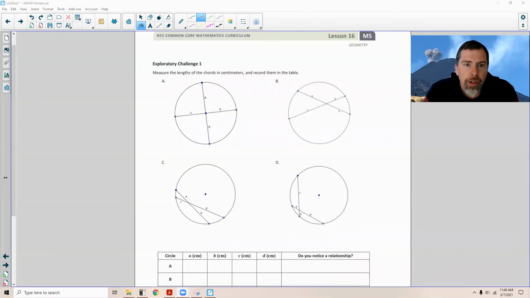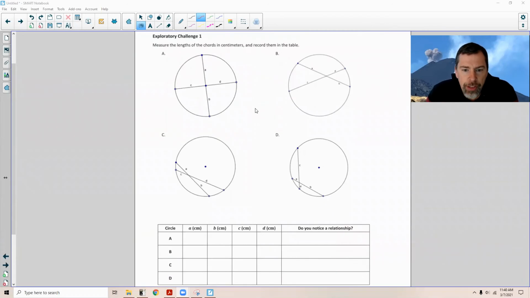Page 2 is also an exploratory challenge, so there's nothing new here. We are exploring something new, but we're going to come to a realization about something. So pause the video, see if you can fill this out, and then we'll check our values. It's saying measure the lengths of the chords in centimeters and record them in the table. So we have A, B, C, D, from each one of these. And then it says, do you notice a relationship?